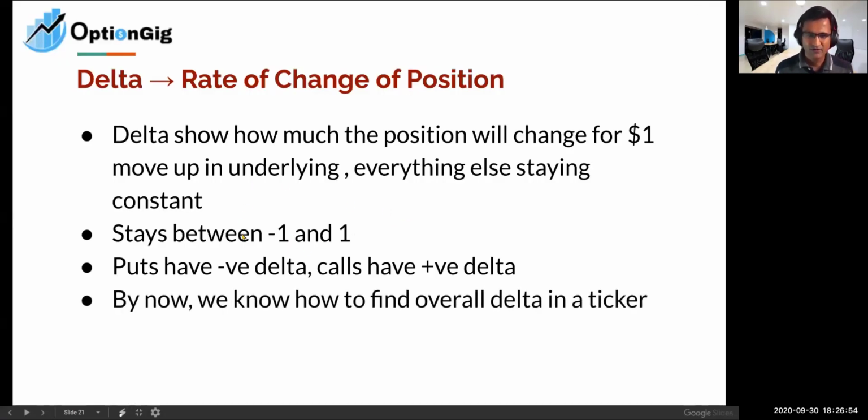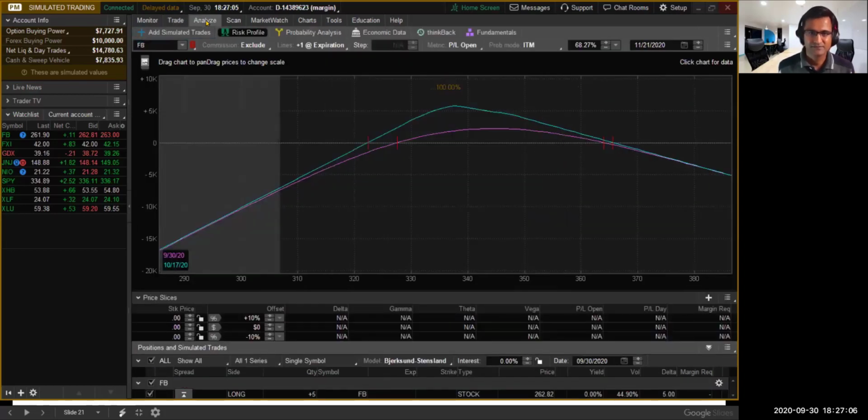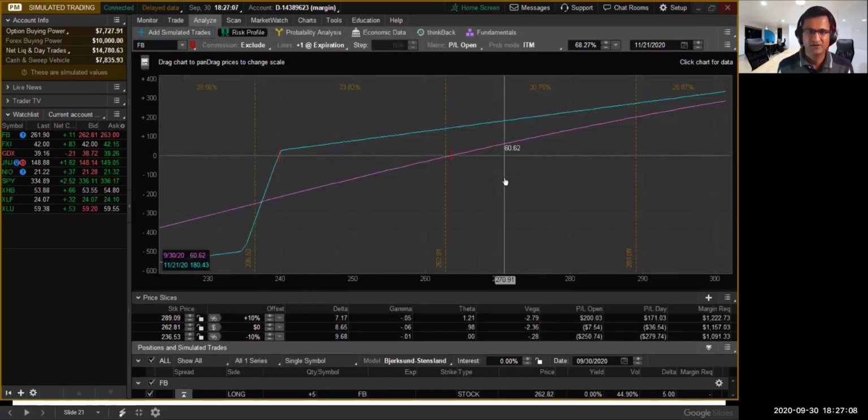By now, we have already figured out how to know the overall delta in a particular ticker. Not in a particular trade, but the overall delta on a ticker. And at least we did that on Think or Swim, saying if I'm interested in FB, I can come here and it will tell me my overall delta in Facebook is 8.65.